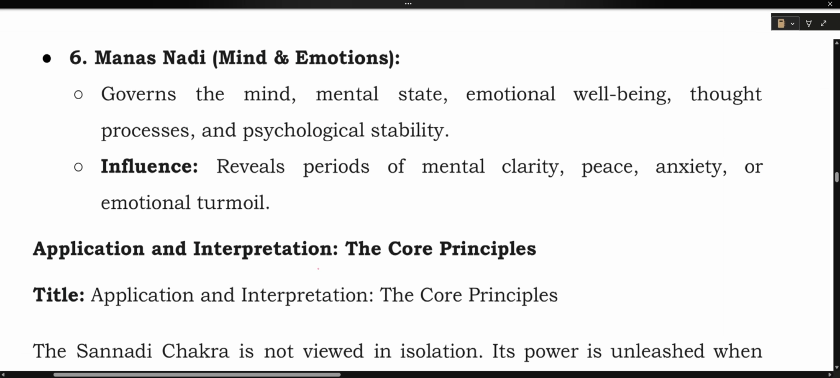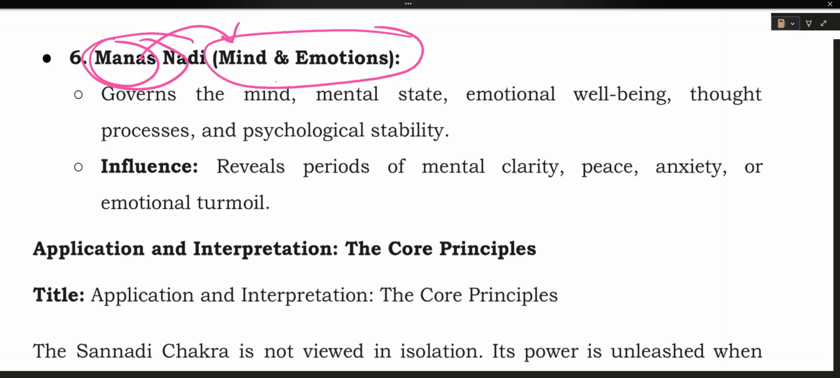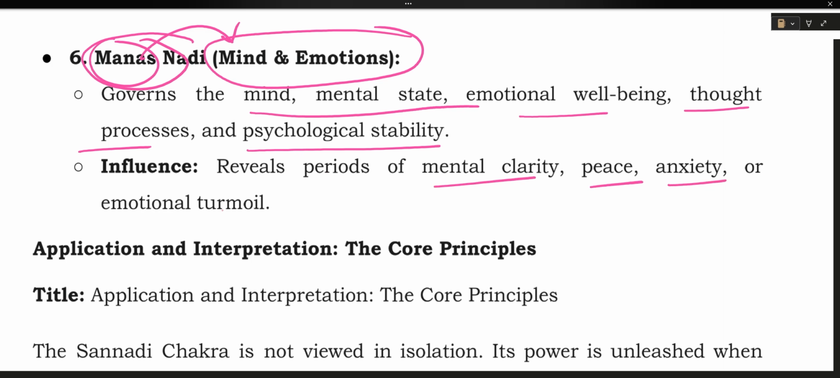Okay, next we have the Manas Nari. What is the meaning of Manas? Manas means here the mind. So it represents mind and emotions. It governs the mind, mental peace, emotions, well-being, thought processes, and psychological stability. So this Manas Nari reveals the period of mental clarity, peace, anxiety, or emotional turmoil. Whenever you will be having peace in your mind, clarity of mind, or emotional turmoil or anxiety, that will be calculated previously based on this Manas Nari that controls the mind and emotion.